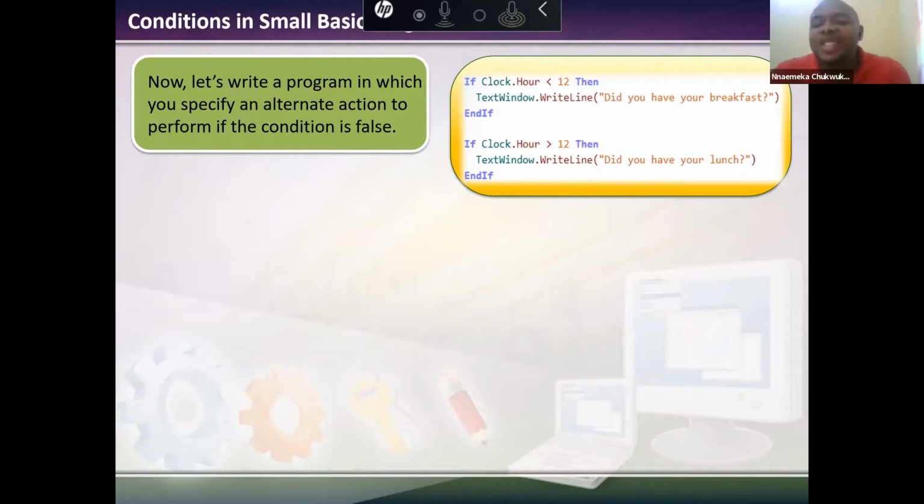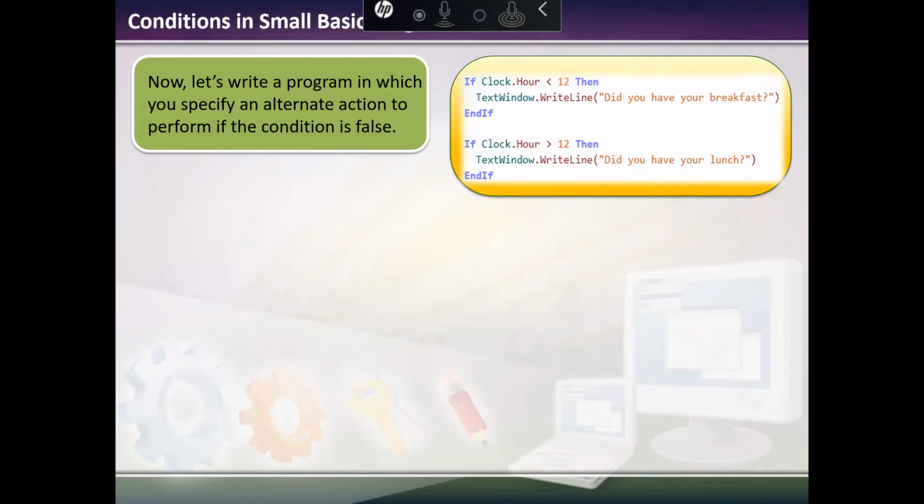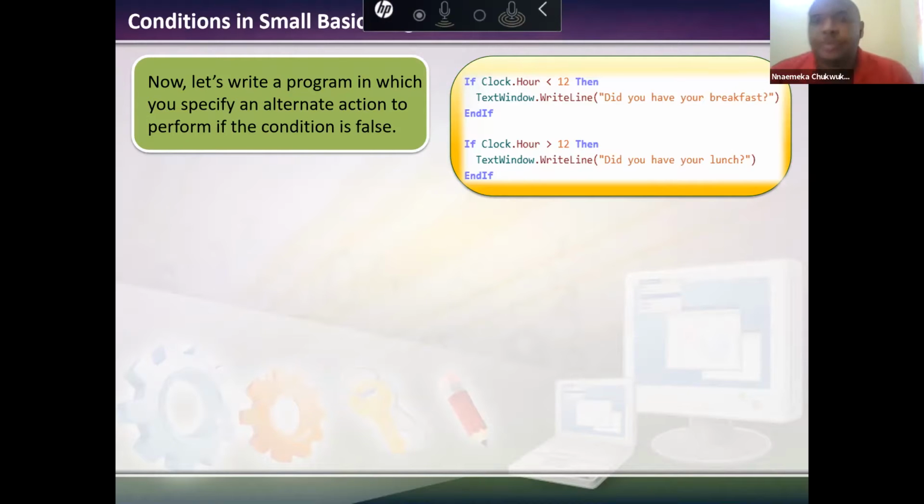So the computer is checking. Is the time still less than 12? If it is yes, it means that probably what you have eaten for the day is your breakfast. So it's asking you, did you have your breakfast? But if the time is more than 12, it means that probably you might have had your lunch. So it's asking you, did you have your lunch?